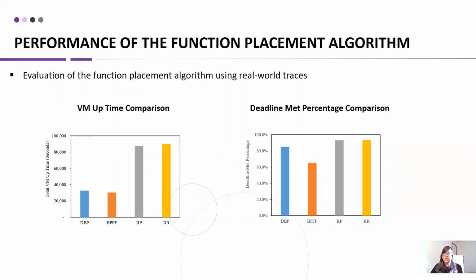This fact is also clear from experimental results from real-world traces shown here. So using our policy, we could improve VM uptimes up to 3 times compared to round robin and random placement. Also, there's a good performance with regard to deadline satisfaction compared to a simple packing heuristic.